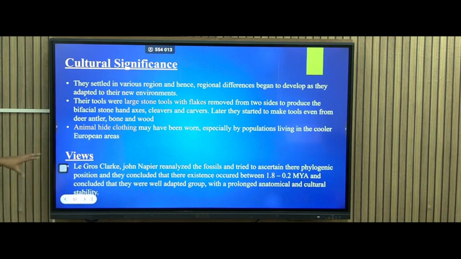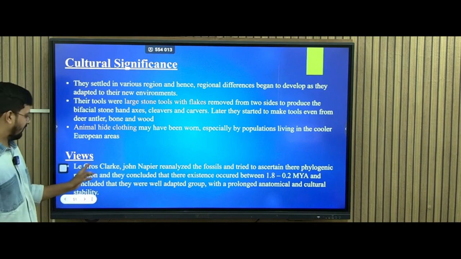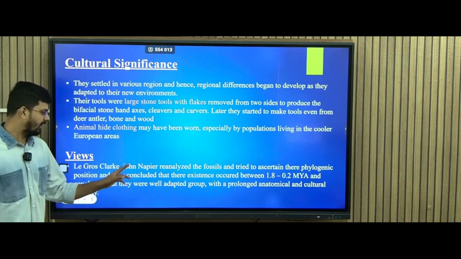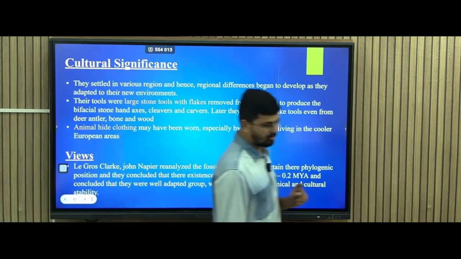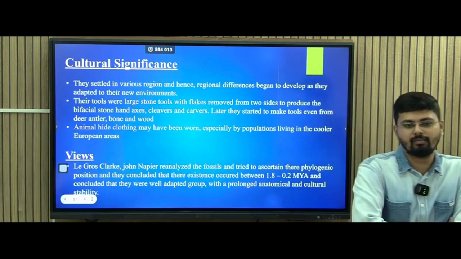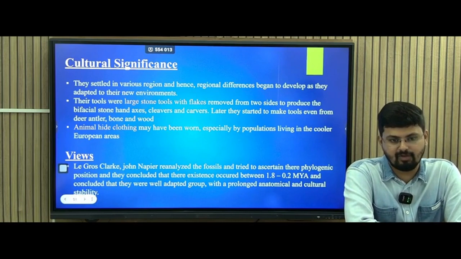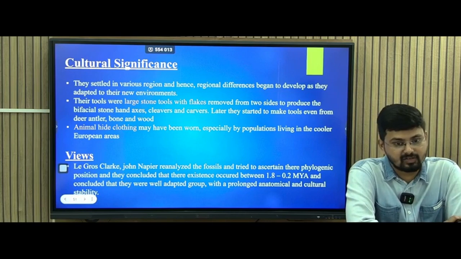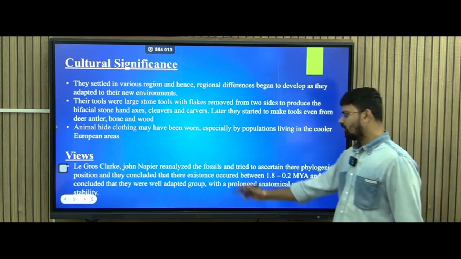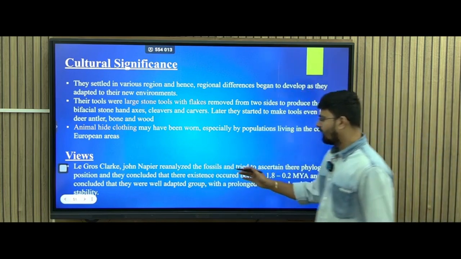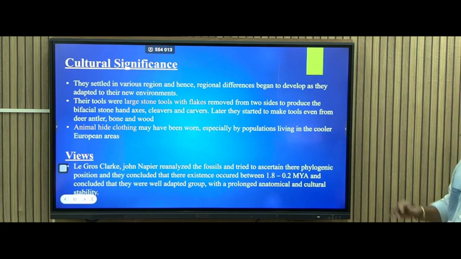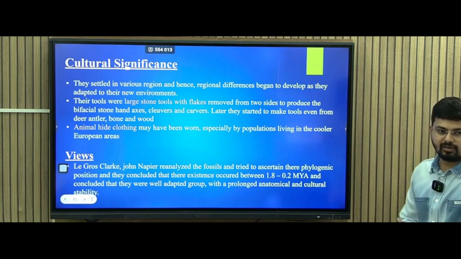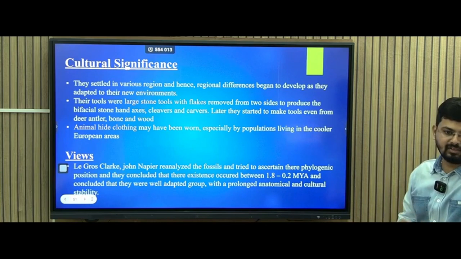But coming to the phylogenetic status, first you need to know the names: Le Gros Clark and John Napier. Where did we read about Le Gros Clark? We have done it previously, in the characteristics of primates. He was the one who was talking about it. So Clark, along with Napier, analyzed the fossils and tried to ascertain the phylogenetic position, where they can be placed in this evolutionary tree.